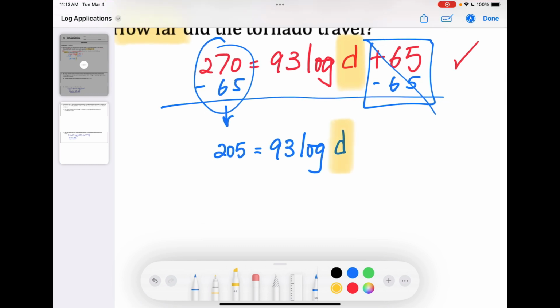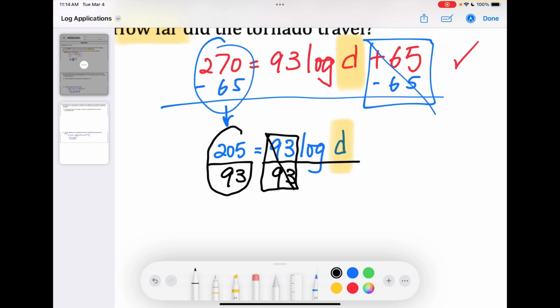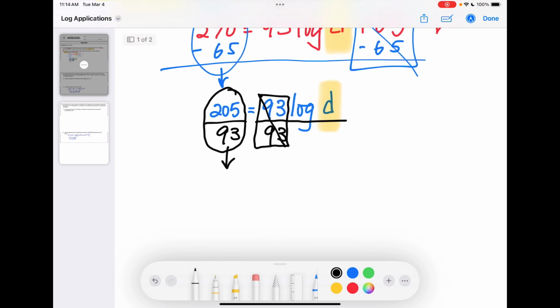Now remember, I want to figure out the D. Before I go to D, what can I do? I can divide both sides by 93. This cancels out. Now, do not overthink. A fraction is just a number. So we got 205 over 93 equal to log base 10 of D.